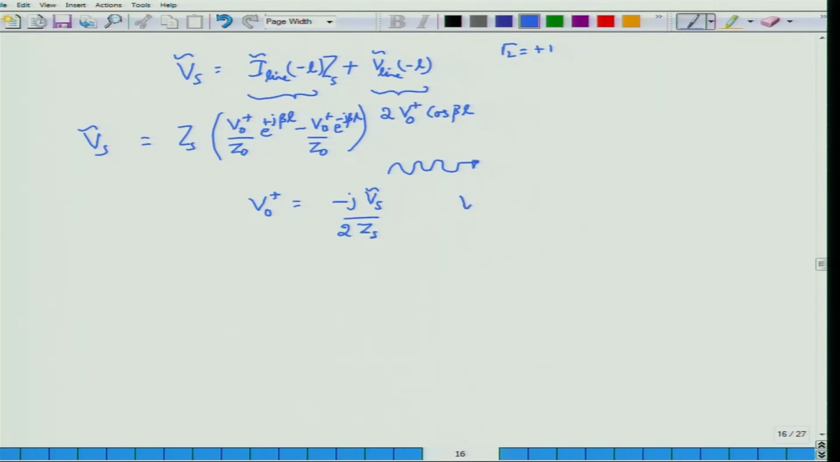If you are interested only in the magnitude, this would be equal to the magnitude of the source divided by 2 Zs. When Zs happens to be real, then Zs can be replaced with Rs, and you can see that the voltage is split in terms of Vs divided by 2 Rs. Of course, in an ideal scenario when Zs is equal to 0, which cannot exist in practice, voltage V0 plus will go all the way up to infinity, thus giving you the same solution as you obtained earlier.